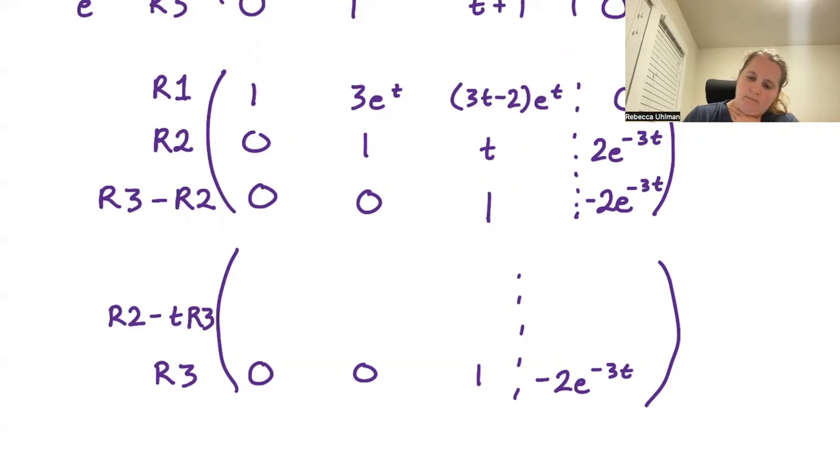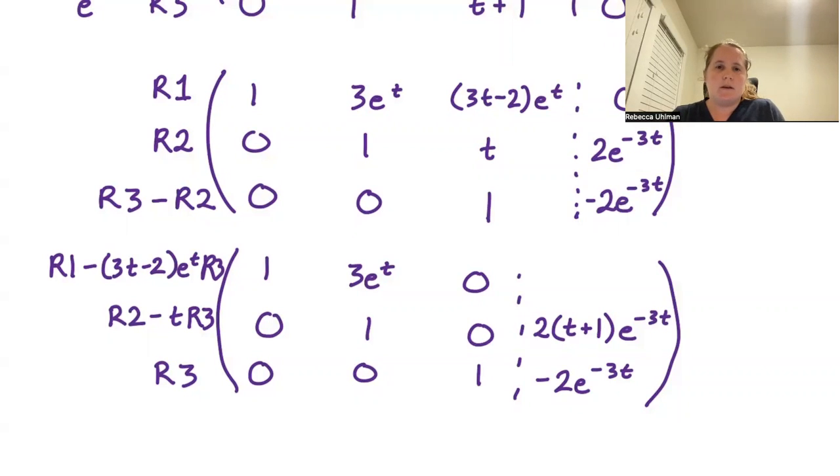And then for our first row, we do row 1 minus, sorry, I need more room. We do row 1 minus (3t minus 2) e to the t times row 3. We would have 1, 3e to the t, and then 0 for the last position before the augmentation. I apologize, I need to update my screen.